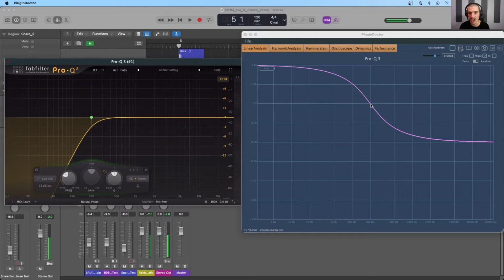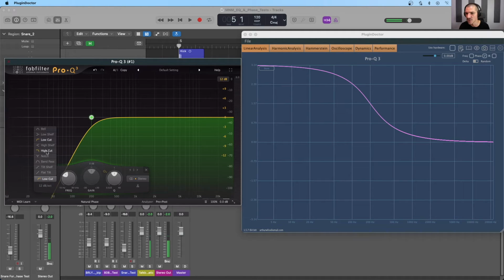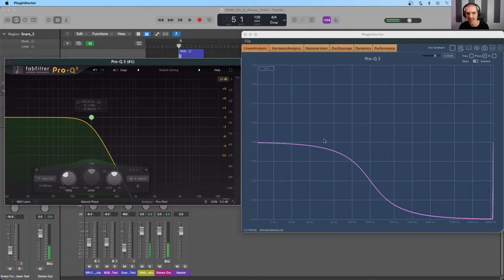So at the cutoff frequency, again, we have a positive 90 degree phase shift. And then as we continue downward here, as we start eliminating frequencies, we max out at a positive 180. If we were to turn this into a low pass or a high cut filter, we would see the exact opposite.